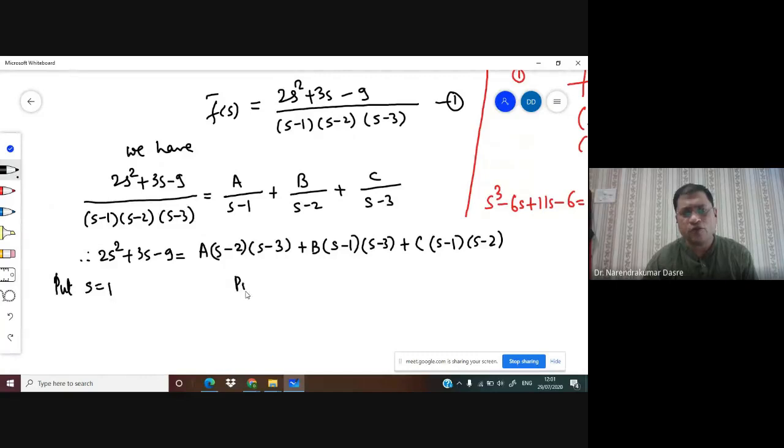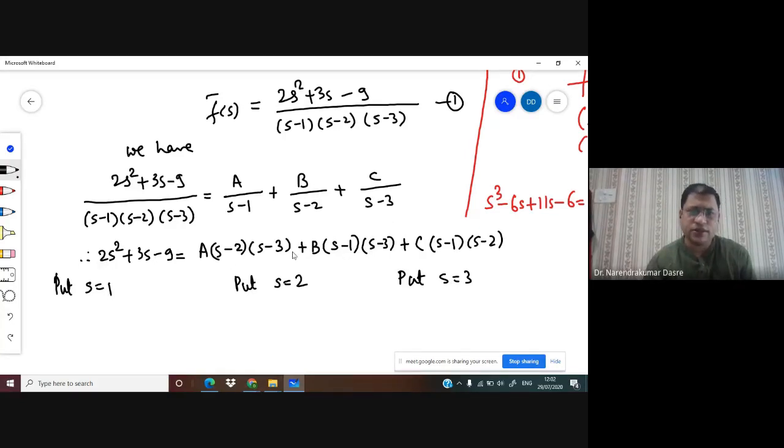For B, what we can do is make this factor 0, so put s is equal to 2, and for C, put s is equal to 3. This way, if I put these three values, then for s is equal to 1, I'll get the value of A. For s is equal to 2, I'll get the value of B. And for s is equal to 3, I'll get the value of C.